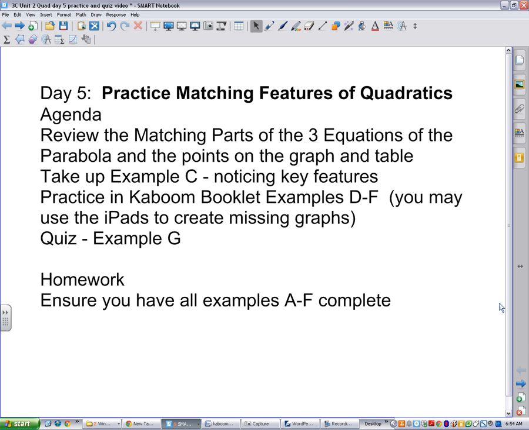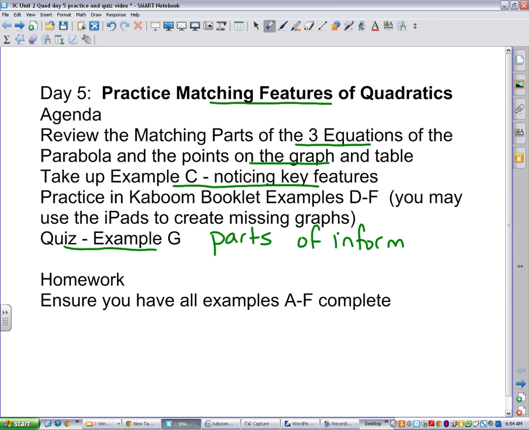Okay, today we are practicing again matching the features of a quadratic. So we are going to work through matching the three parts of the equation with the points on the graph, as we did on Friday. And we will take up C, noticing the key features, because there's going to be a quiz at the end of the period. I will only give you parts of the information, and you will have to match them up and fill out the rest.